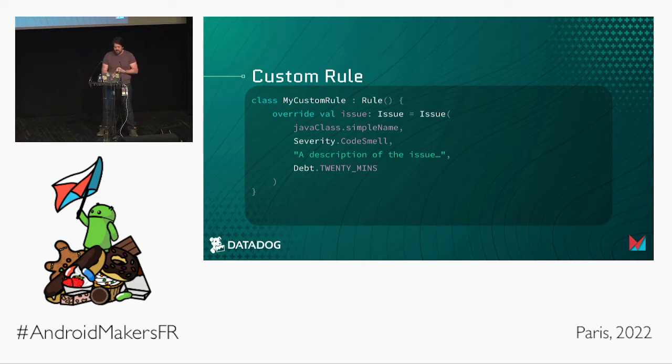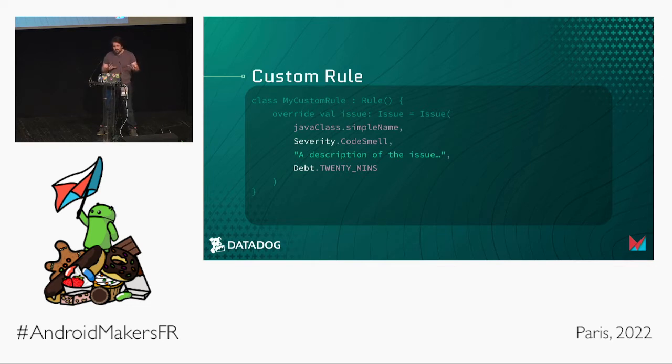You have one property to override, which is the issue property, which is basically just a definition of what issue you're going to be reporting. First, you're going to need a name. Usually, you want to use the name of the class because it's easier to keep in your mind. Then you're going to have a severity.